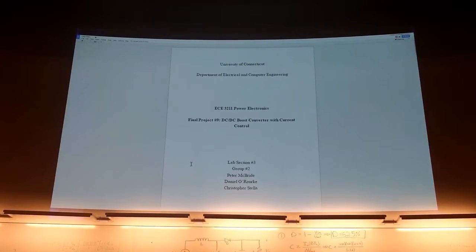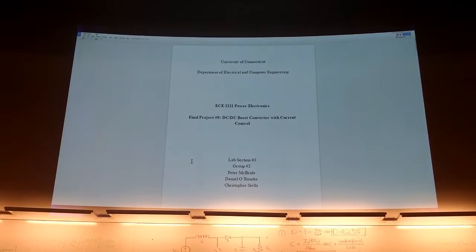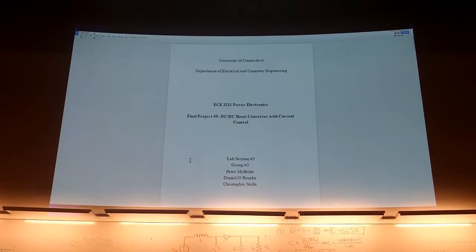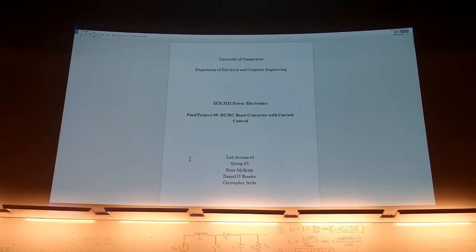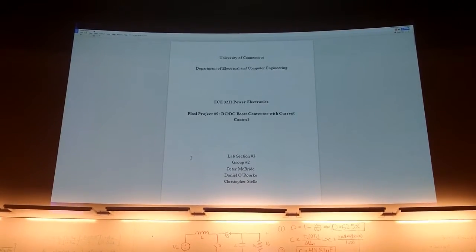One application of a boost converter is the Toyota Prius. This car steps up an input voltage of 202 volts to 500 volts in order to conserve room for batteries.